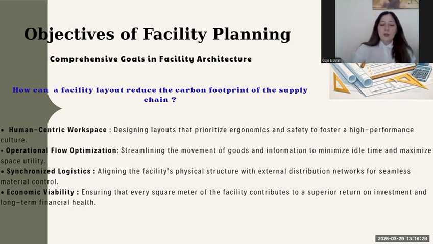As an additional thought, we can ask, as engineers, how can a facility layout reduce the carbon footprint of this supply chain? Sustainability is now a core objective of modern design.